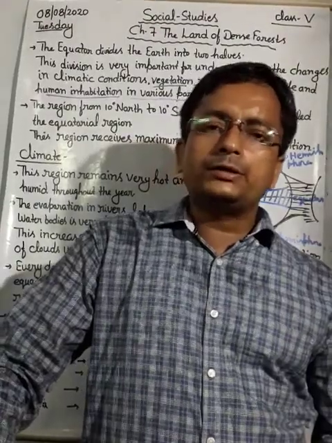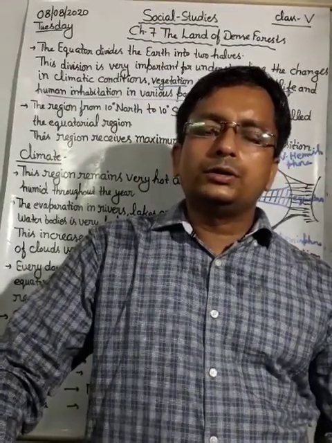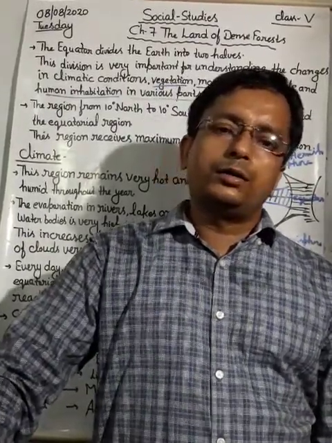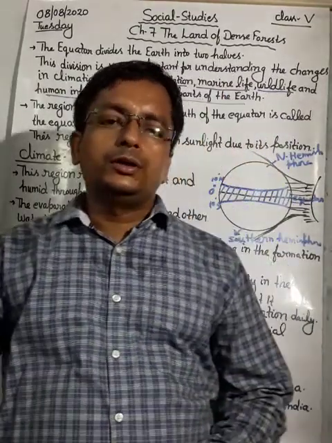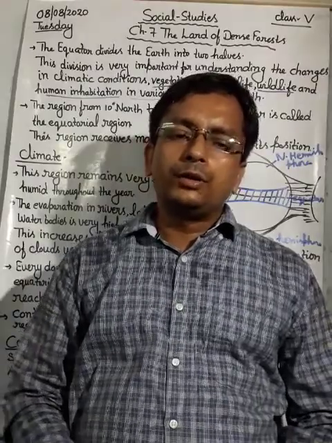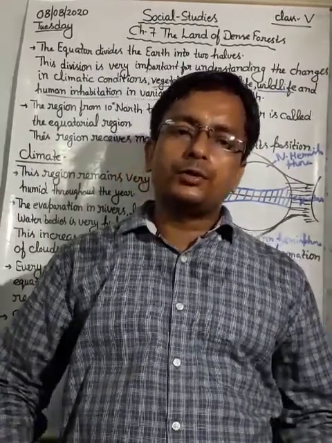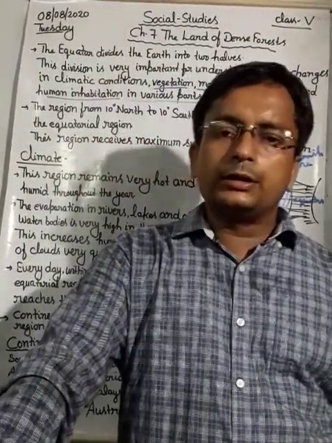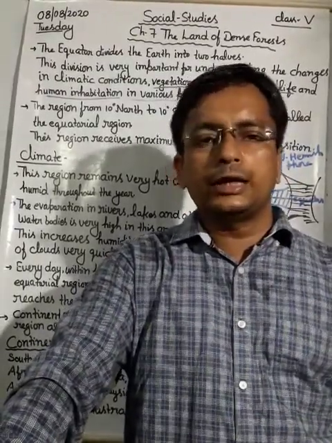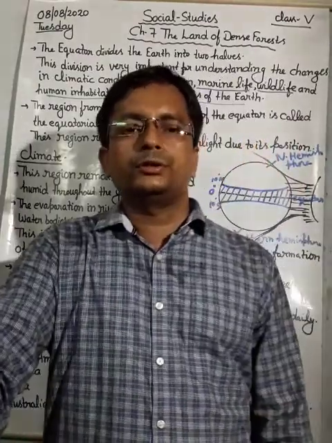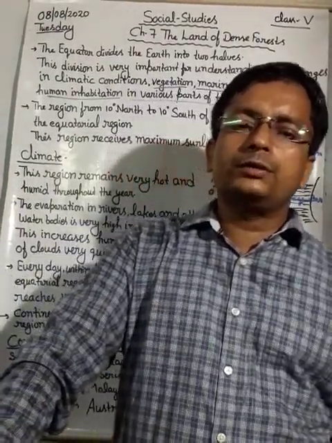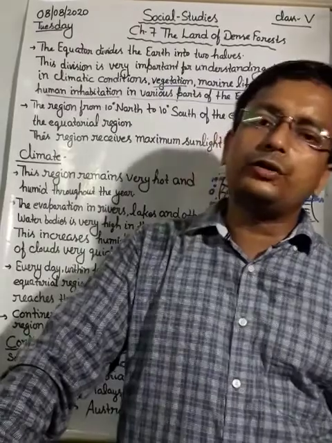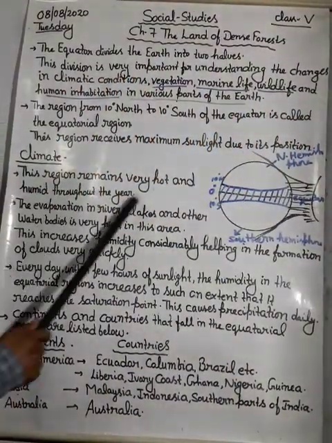If a place is hot, it means the evaporation will be very high there. There will be a good condition for evaporation. When sunlight falls on the ground, it heats the land, and by heating the land, water gets evaporated. The evaporated water mixes with the air, and this condition is called humidity. So temperature and humidity are there.